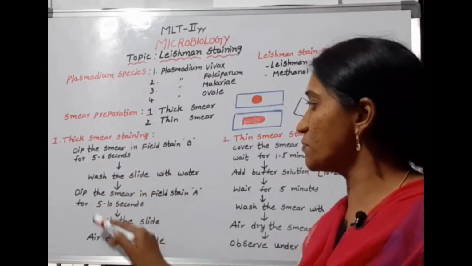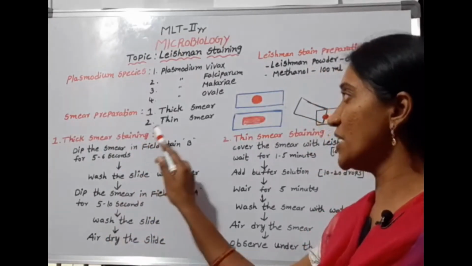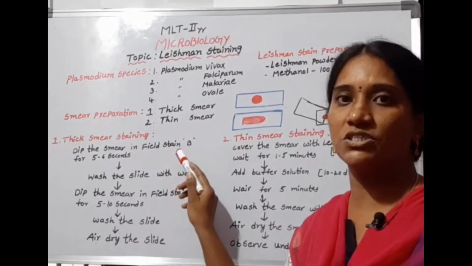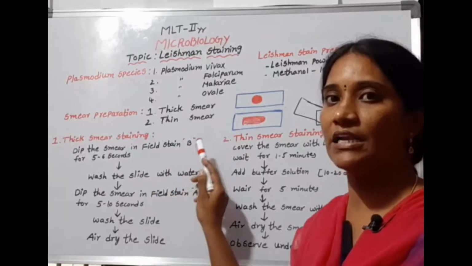This is thick smear staining. For thick smear staining, we use Field stains, which are of two types, A and B.